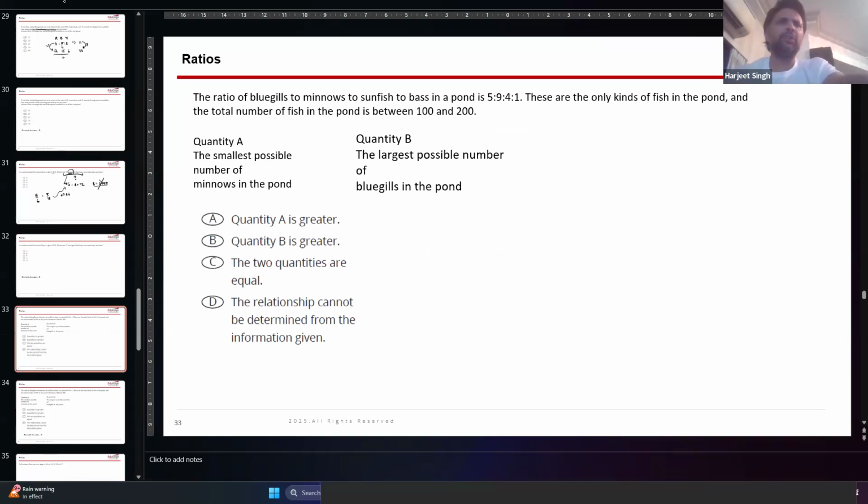So, a quant comparison question. The ratio of bluegills to minnows to sunfish to bass in a pond is 5 to 9 to 4 to 1. So BL to M to S to BA, we've been given as 5, 9, 4, 1. These are the only kinds of fish in the pond, and the total number of fish in the pond is between 100 and 200. So can I say the sum is between 100 and 200?